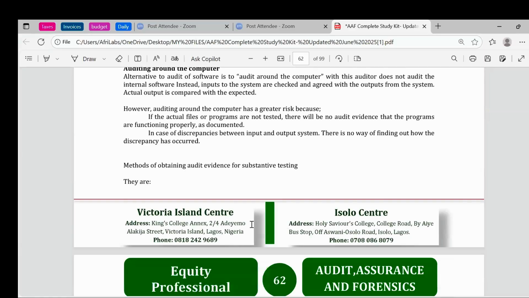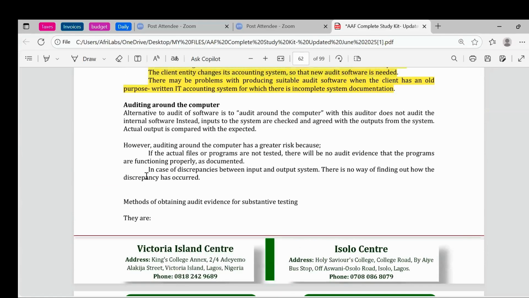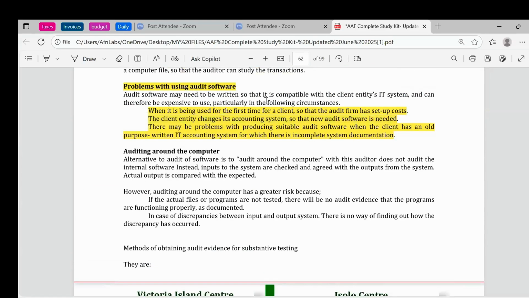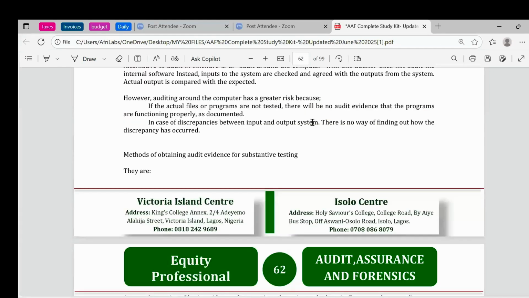We have two types of audits. They'll tell you auditing around the computer and auditing with the computer. Auditing around the computer, the auditor just basically puts in the information and the audit is just garbage in, garbage out. Then we have auditing through the computer. This is when the auditor has a proper understanding, is aware of the design and implementation of the accounting system, so they have more context.